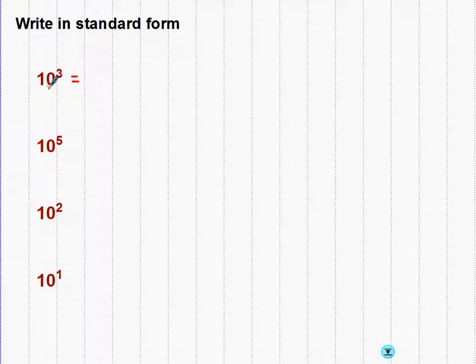10 to the power of 3 tells me that would be 10 times itself 3 times, or it would be a 1 followed by 3 zeros. And that exponent on a power of 10 tells me how many zeros to follow my 1 by.